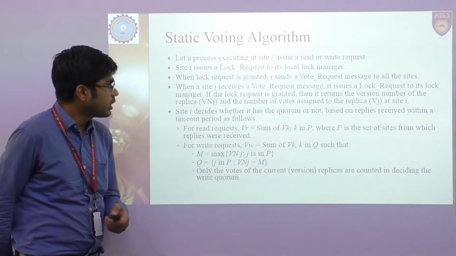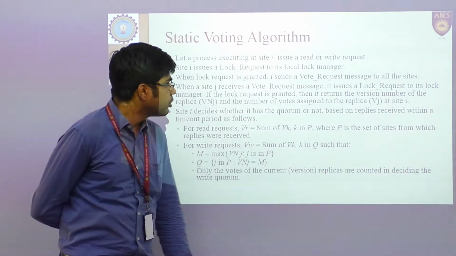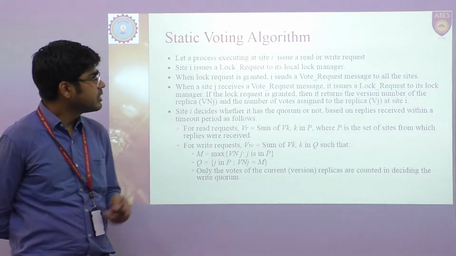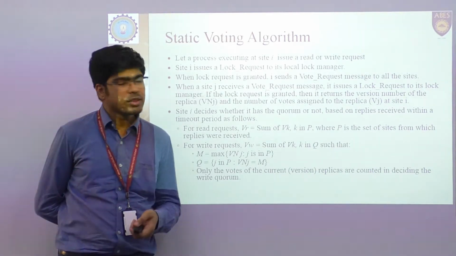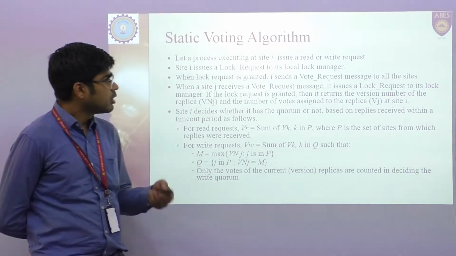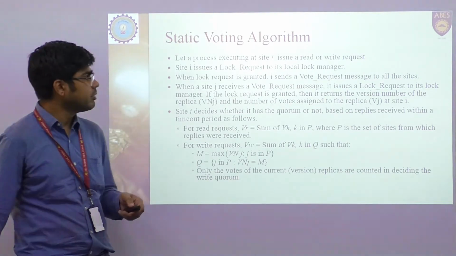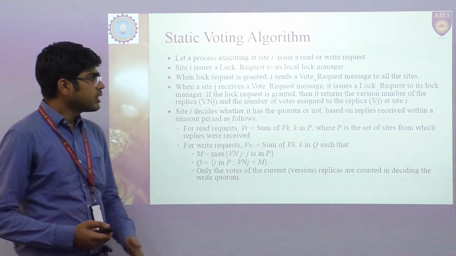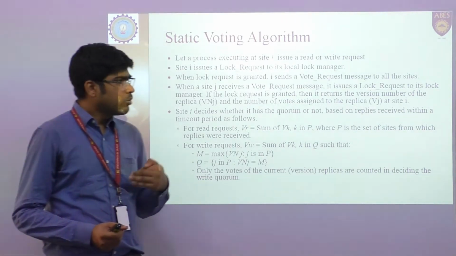Now, how is this voting algorithm going to work? So there is a process. Suppose there is a site Si that issues a read or write request. Initially, that site Si will request a lock from its local lock manager. Starting, Si will issue a lock request. When the lock request is granted, Si will send a vote request.